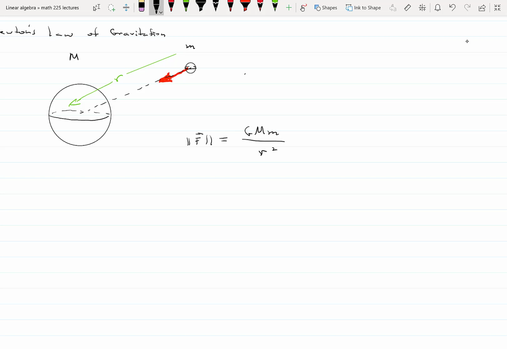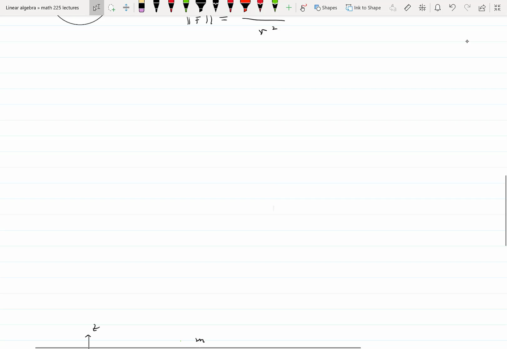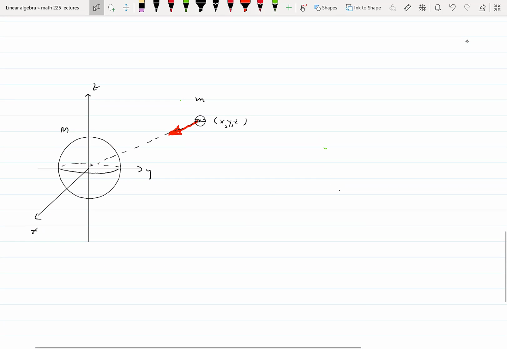Okay, then we further constructed the actual force by calling the location of the Moon x, y, z, if we put the origin in 3-space at the center of the Earth. And we constructed a unit vector pointing from the center of the Moon to the center of the Earth. This is all stuff we did in 6.1. I just like to review it a little bit.